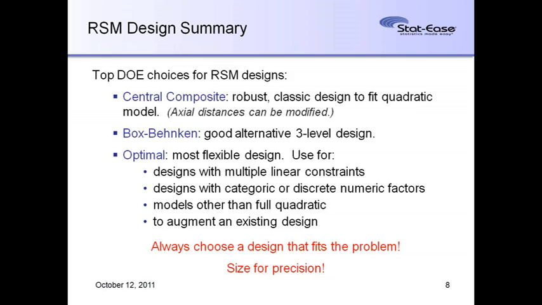And it's also good to augment an existing design. Say you ran a classical design and you found out that there is asymmetry and the quadratic model's inadequate, and you then need to add runs so you can fit, say, a cubic model. One way to augment that design with additional runs would be to use optimal design.